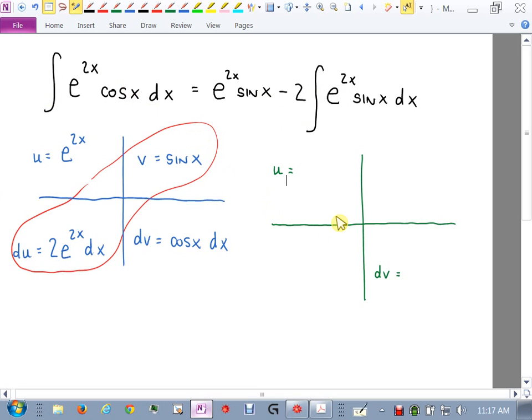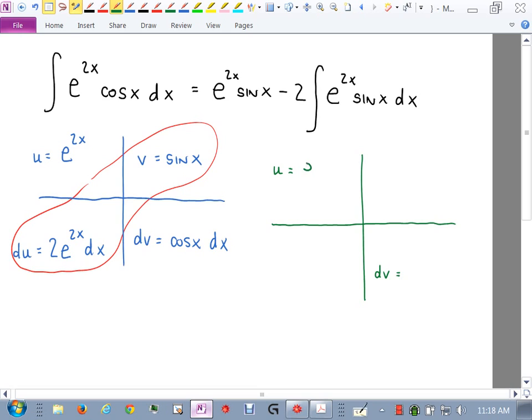What I'm trying to get at is if you get something like this, and the first time you did integration by parts, you said e to the 2x, and this one you said cosine, then on your next integration by parts, keep it that way. Stick with e to the 2x and then whatever the trig function is. Because if you go back and switch them, you're going to wind up right where you came from.